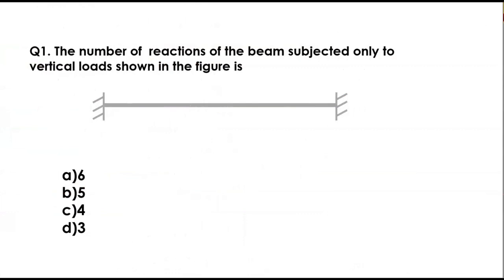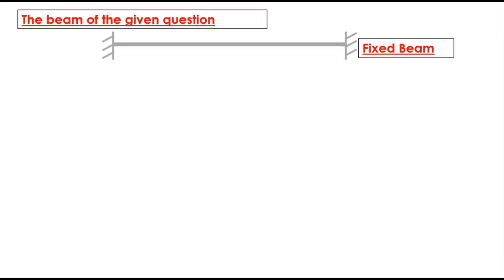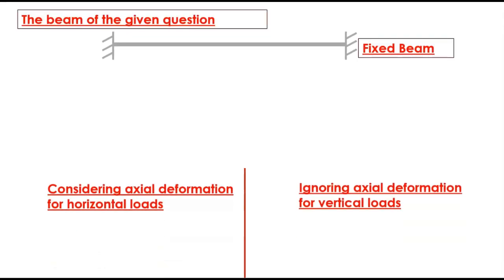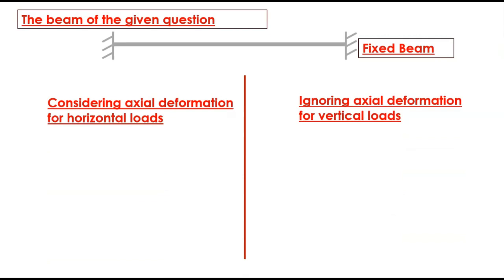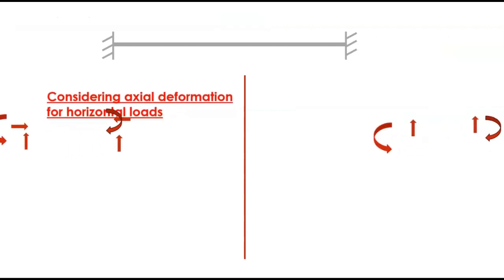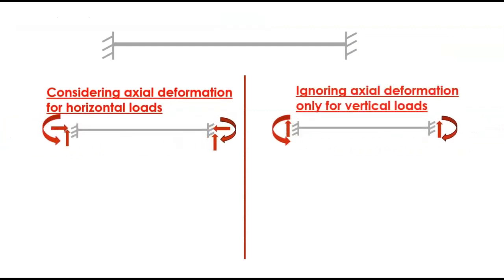Now moving back to the question, the number of reactions subjected only to vertical loads shown in the figure. Now if you look at this figure, what type of beam is it? It is a fixed beam. So the beam of the given question is a fixed beam. Now we consider axial deformations for horizontal loads and ignoring axial deformation for horizontal loads. When we consider both the cases, in the first case, when horizontal load is considered, the fixed end has three reactions. And in the second case, the fixed end has two reactions.